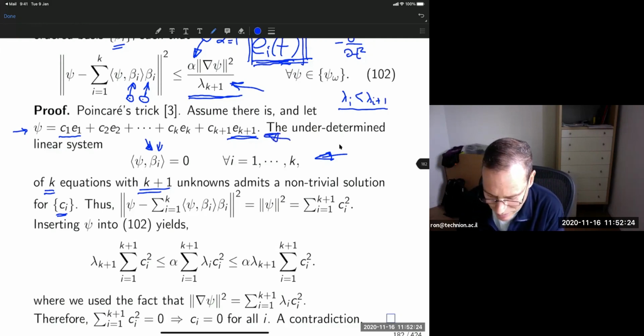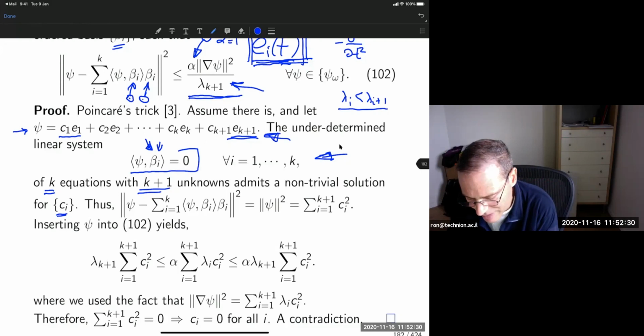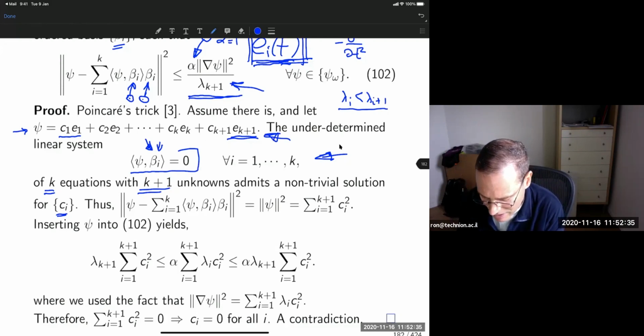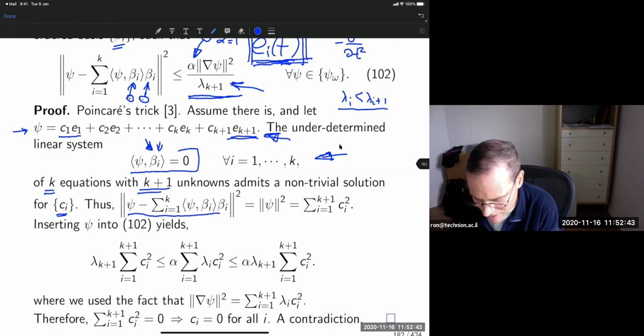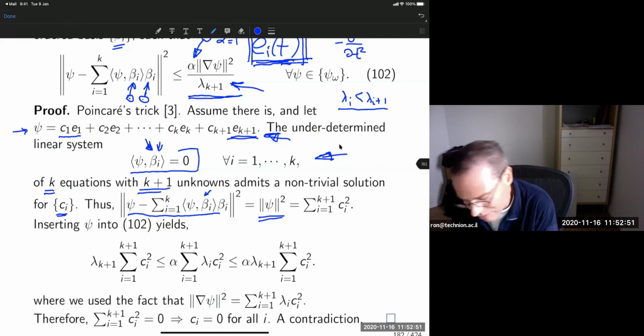And I would like it to be such that when projecting it onto the first k elements of beta, it would be equal to zero. What can I say now? If I look at psi projected onto these vectors, since I know that the projection onto the first vector is equal to zero, then what I basically get is the whole energy of psi, okay? Why? Because this is how I constructed it.